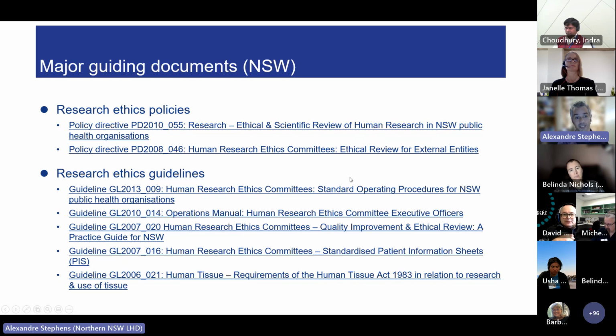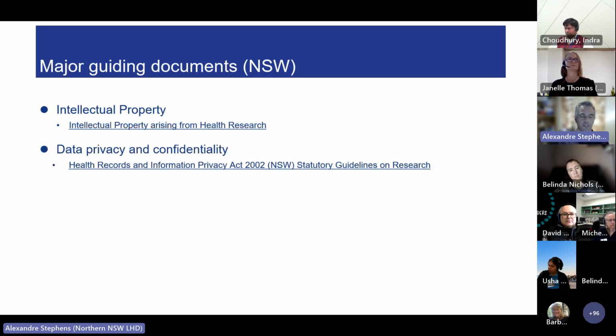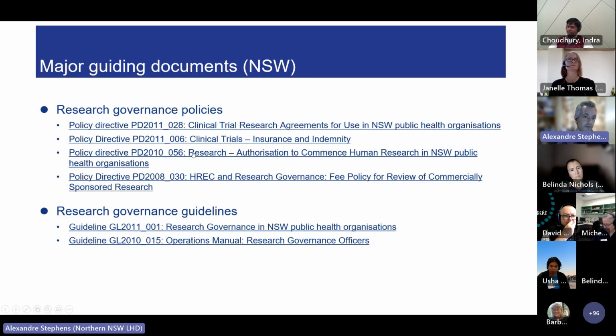From the New South Wales perspective, you'll see that there are a suite of research ethics policies and guidelines. Similarly, there are a suite of research governance policies and guidelines, and there may be several other important documents in here. I've just listed a couple of them. One relates to intellectual property arising from health research, and another one is data privacy and confidentiality considerations. And in the New South Wales context, a really handy document is the Statutory Guidelines on Research for the Health Records and Information Privacy Act. At the end of the presentation later today or tomorrow, I'll send everyone that's registered a copy of these slides, which will have all of these hyperlinks.